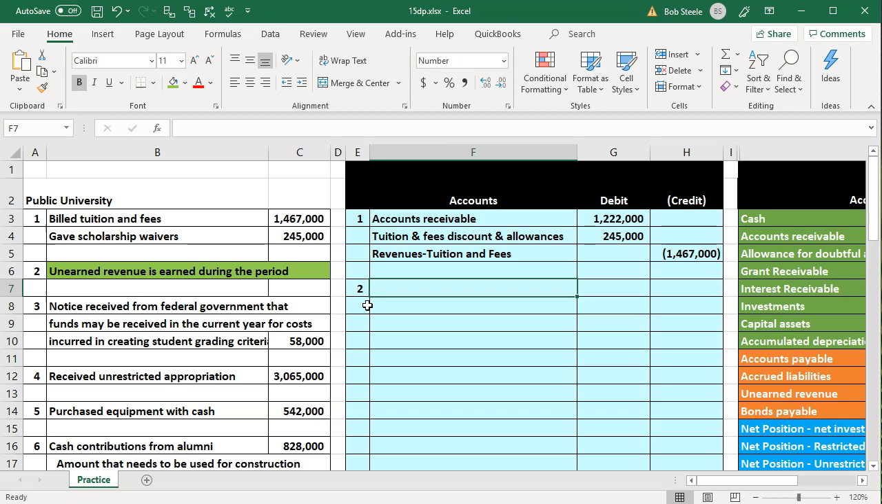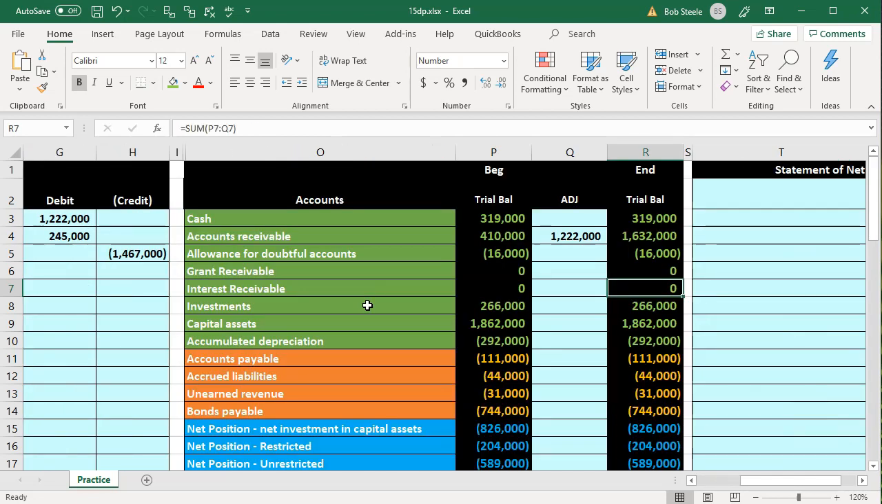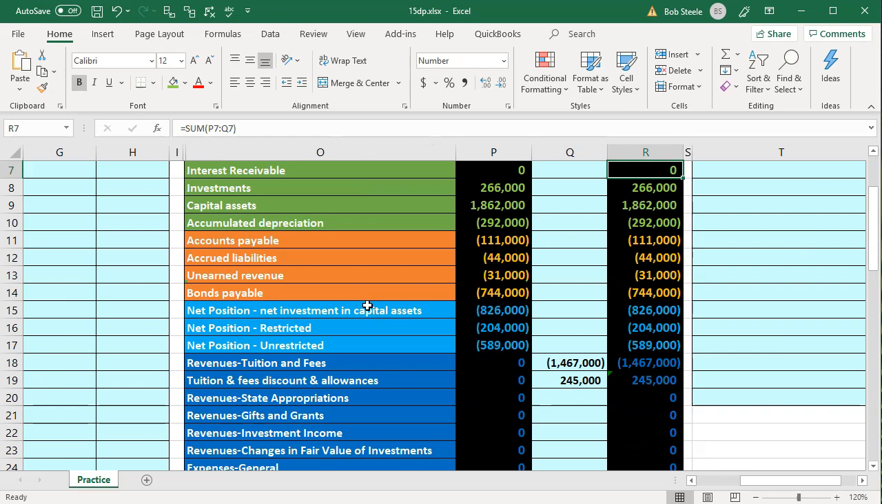Unearned revenue is earned during the period. So this is going to be unearned revenue that we have now earned. This is going to be similar to a for-profit organization. Let's consider what that means. We have the unearned revenue account here. How did that get there? Because we got cash for something that we didn't yet earn.